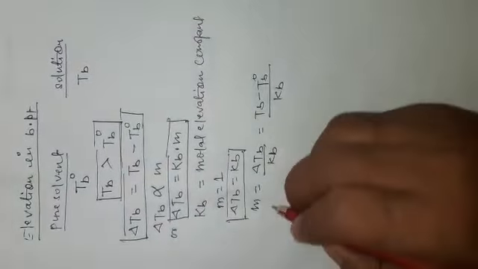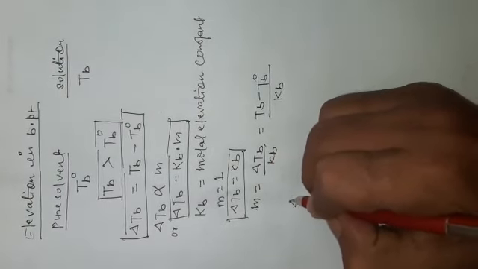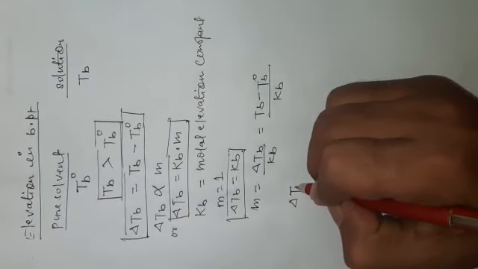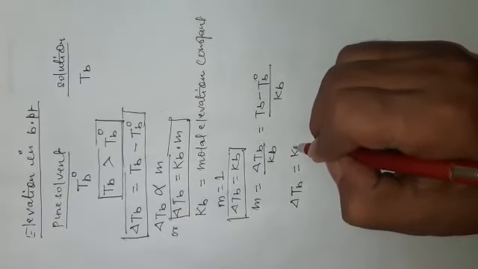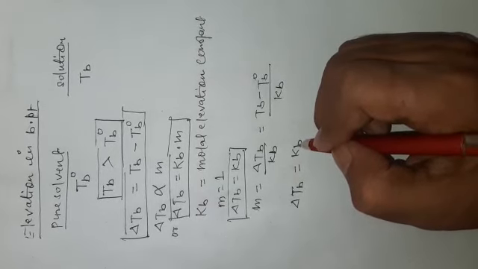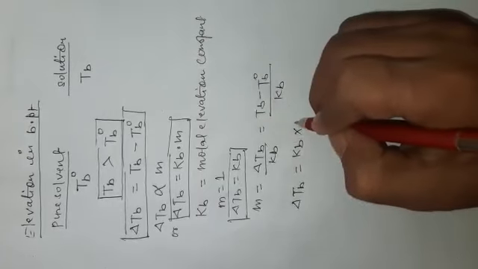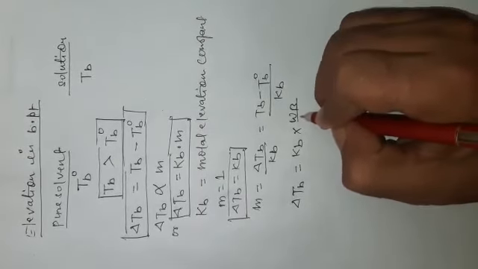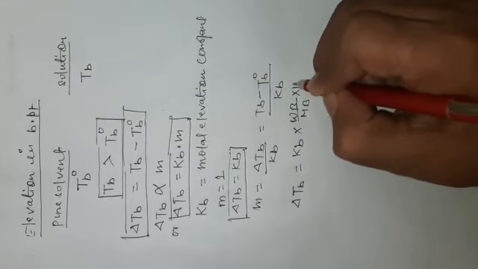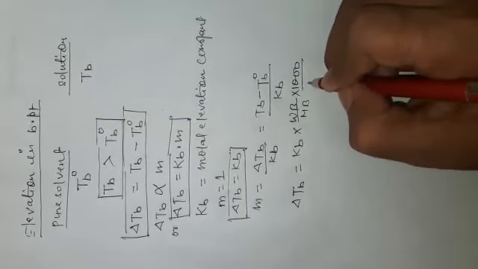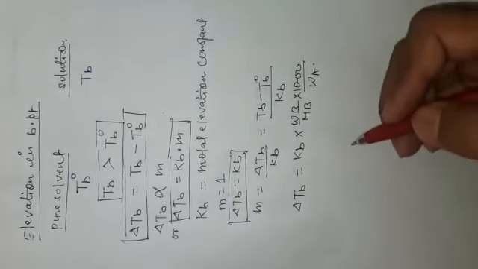And delta TB is equals to Kb into molality of solution, Wb by Mb into 1000 by weight of solvent in gram.